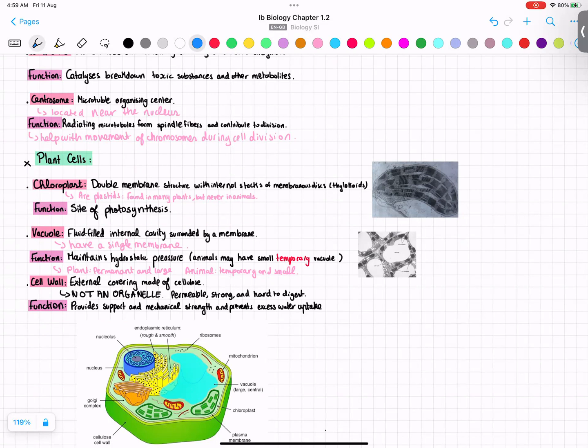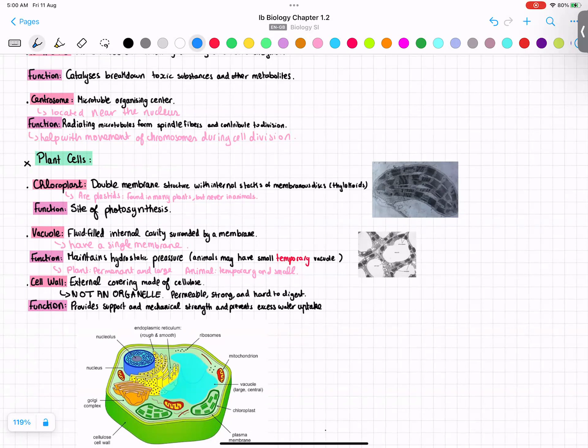And in vacuoles, we did mention this in the previous video. In plants, the vacuoles are permanent and large, whereas in animals, the vacuoles are temporary and small. That's why we put it in plant cells, because in animal cells, the vacuoles are completely different.